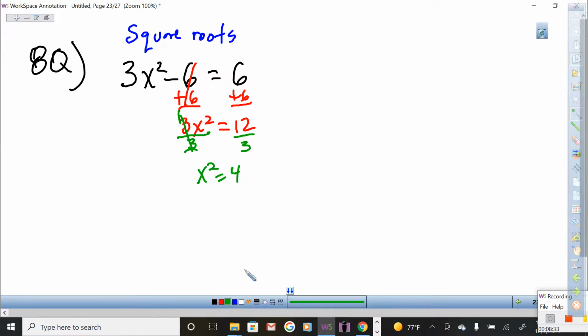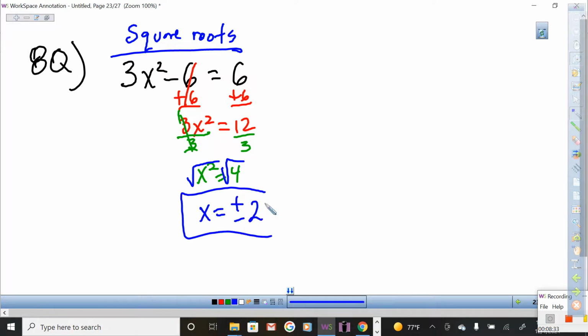And last but not least, take the square roots. That's why it's called square roots, yes? So then the square root of 4, we get x equals plus minus 2. So what are my solutions? Positive 2 and negative 2. Okay? Now that we are 100% sure as to what my solution is, now we can do the other methods.